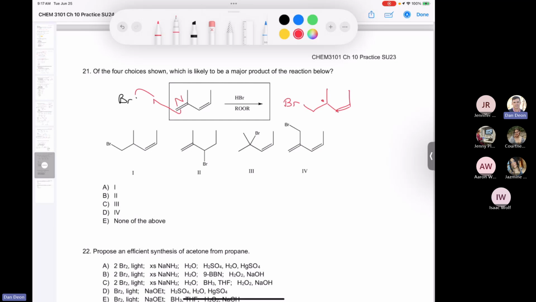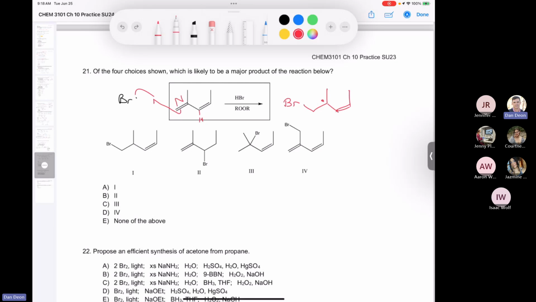If the bromine, there's no discrimination here, right? Because both of these carbons have one hydrogen. This is the only carbon that has two hydrogens on it. So we add the bromine to the carbon that has the most hydrogen atoms on it. So that's going to be the intermediate formed along the way.